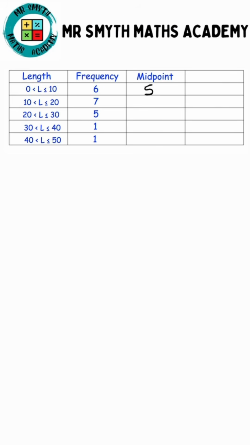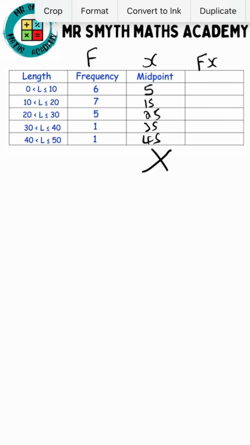Okay, let's do the same logic. So between 10 and 20, midpoint is going to be 15. Midpoint of 20 to 30 is 25. I'm going to see a pattern here, so 35, and that must be 45. Okay, underneath this one, I'd like to put a cross. Then we know this is the F column. I'm going to call this the X column. I'm going to call this the FX column.